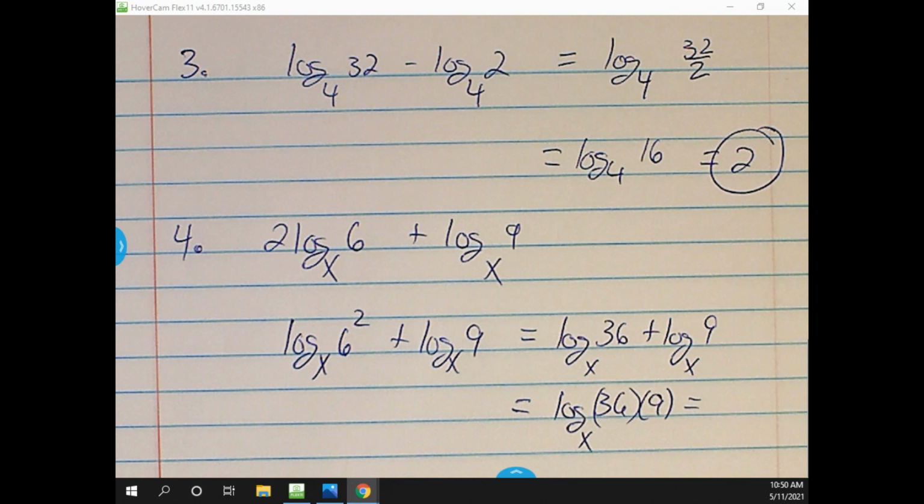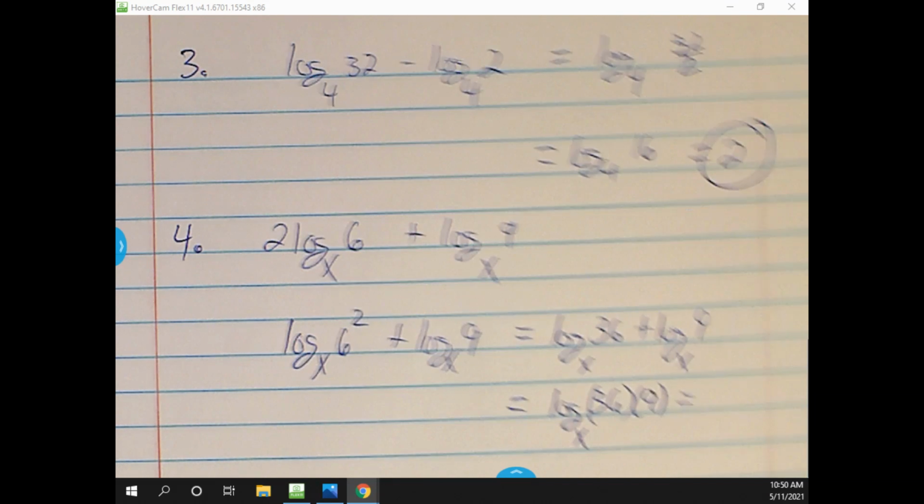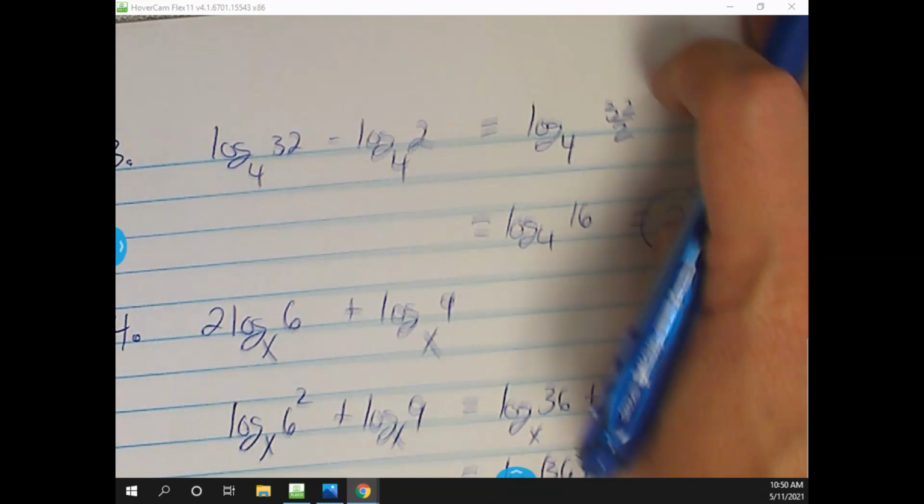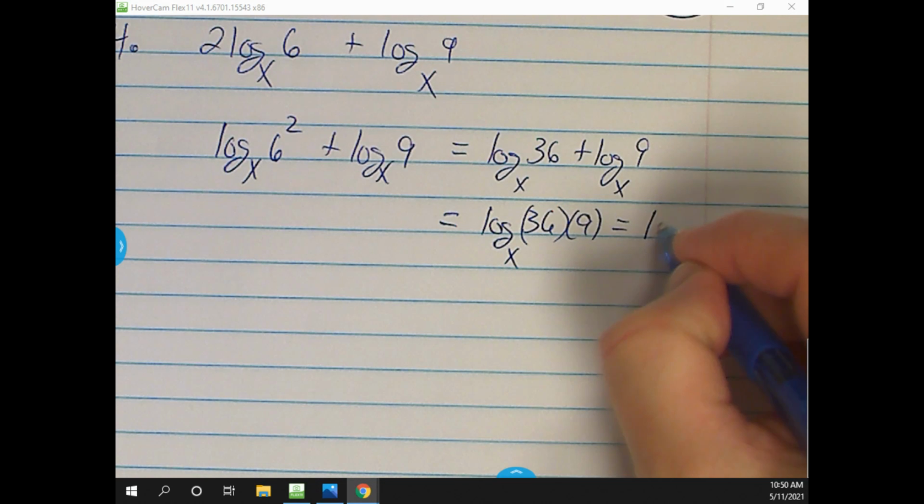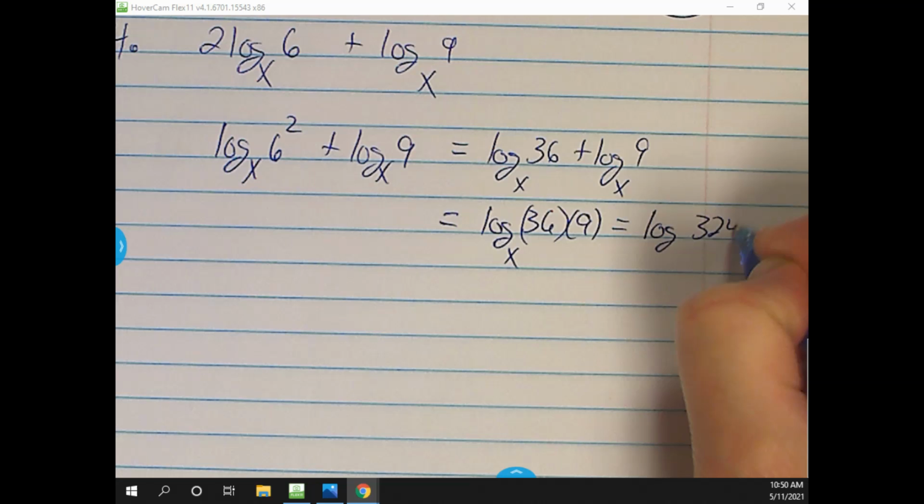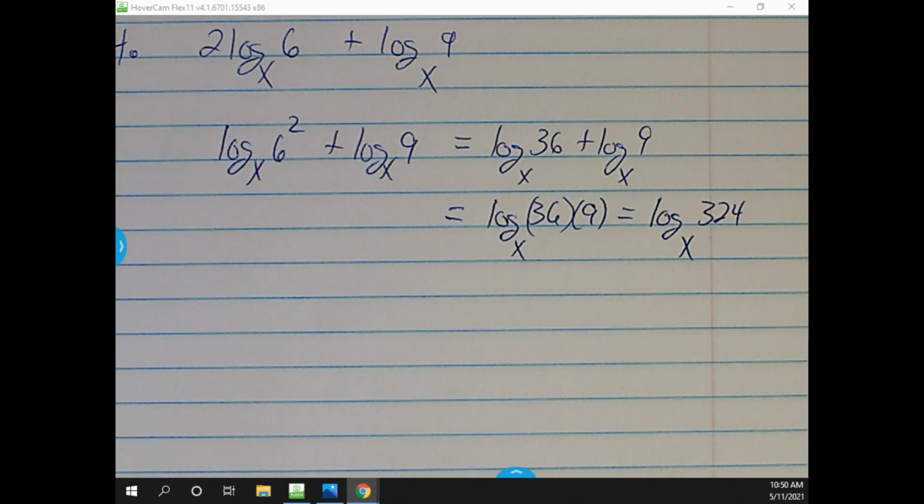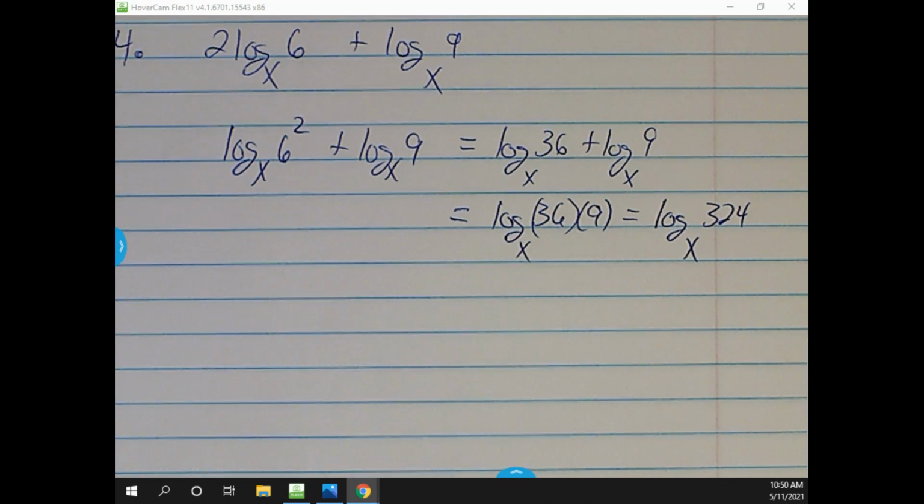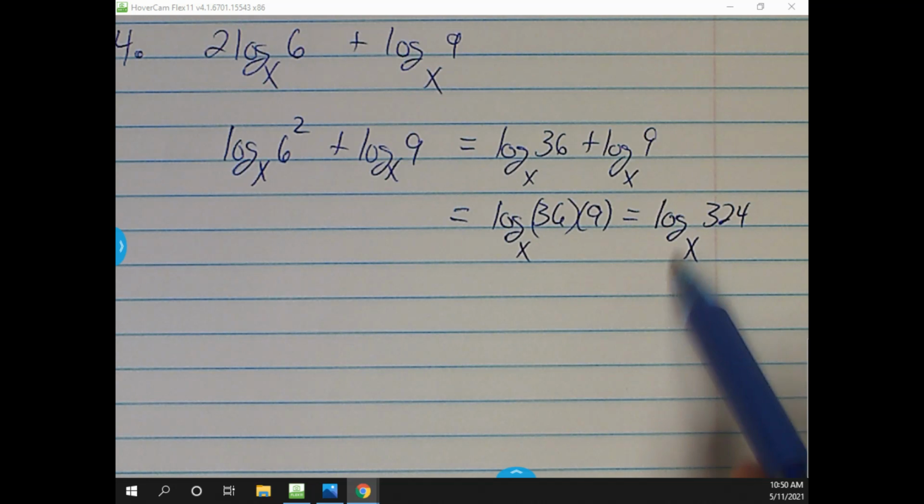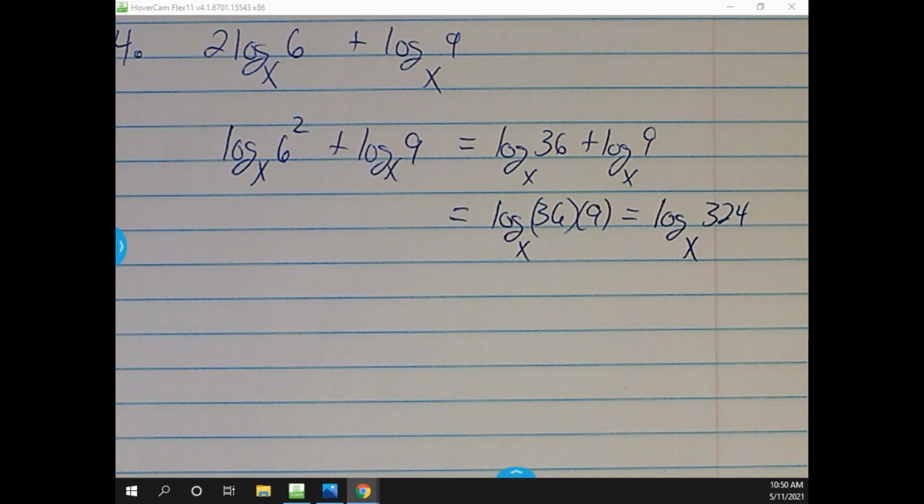And if you check 36 times 9, 36 times 10 would be 360, so it's got to be a little bit smaller than 360. If we check that, that's going to be the log of 324. All right, and again, there's nothing you can do to simplify this one because you've got the variable here, so you just have to leave it like that.